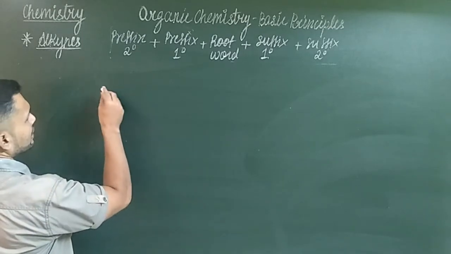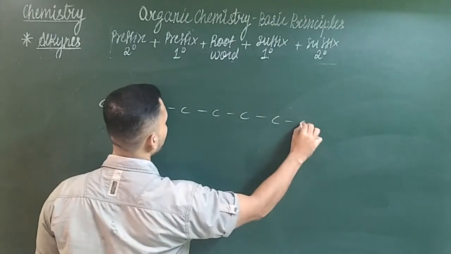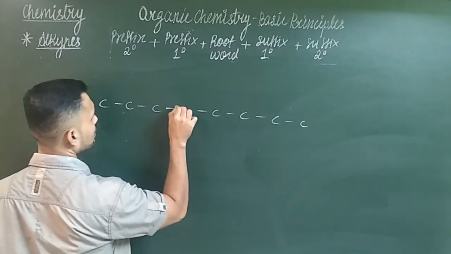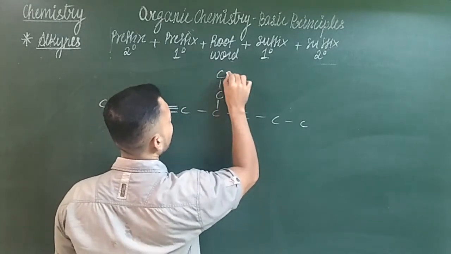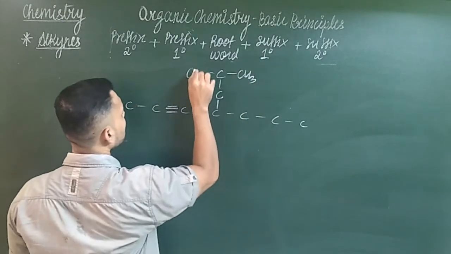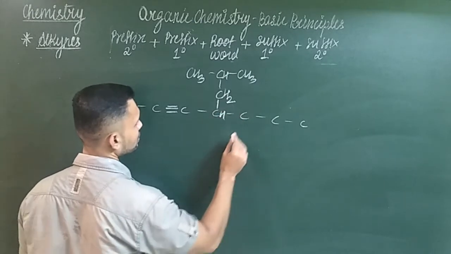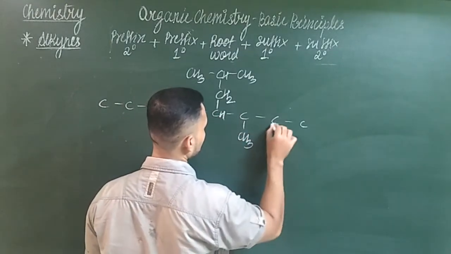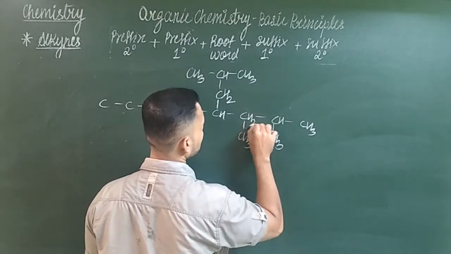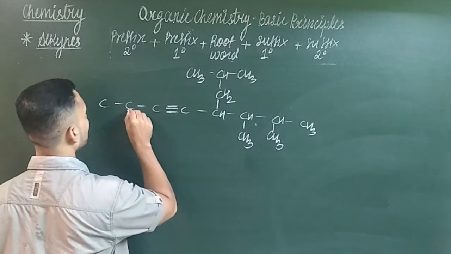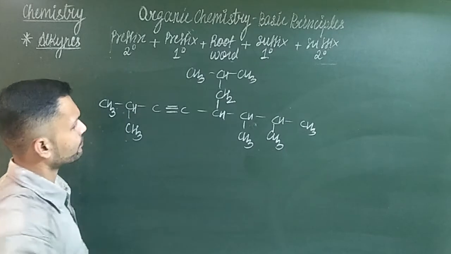Next one is, for example, we'll take a little bit of a difficult question to go with. So this is the case. Here there is a triple bond. This is C, this is C, this is CH3 and this is CH3. This is CH3, this is also CH, this is also CH3, CH, and this would be CH3.